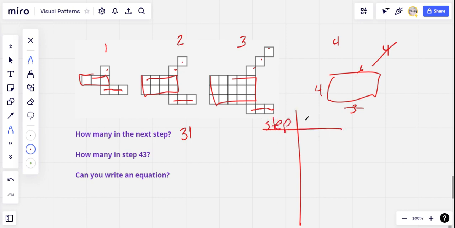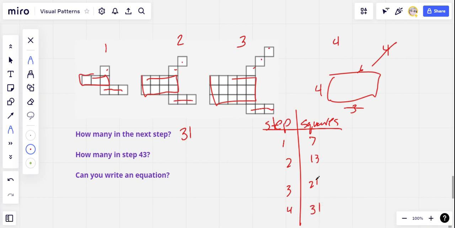I'm going to list the step numbers and then the number of squares in each step. So in step 1, we have 7. In step 2, that's 8, 9, 10, 11, 12, 13. In step 3, there's 15 there, 16, 17, 18, 19, 20, 21. And we just predicted that in step 4, there'd be 31.